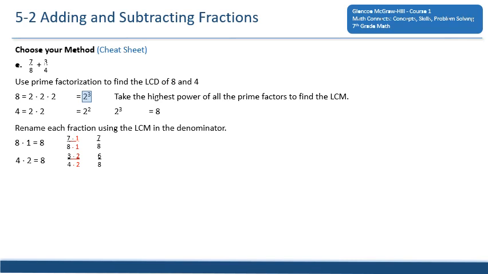And then to change 3/4 to an equivalent fraction with a denominator of 8, we need to multiply the denominator 4 times 2 to get 8, which means we also have to multiply the numerator of 3 times 2 to get 6. So we're going to rename 7/8 plus 3/4 as 7/8 plus 6/8, and we get 13/8. And if we change that from an improper fraction to a mixed number, we will get 1 5/8.